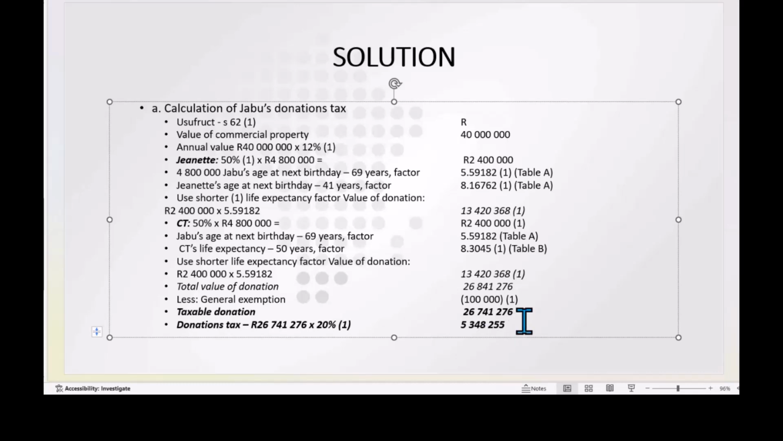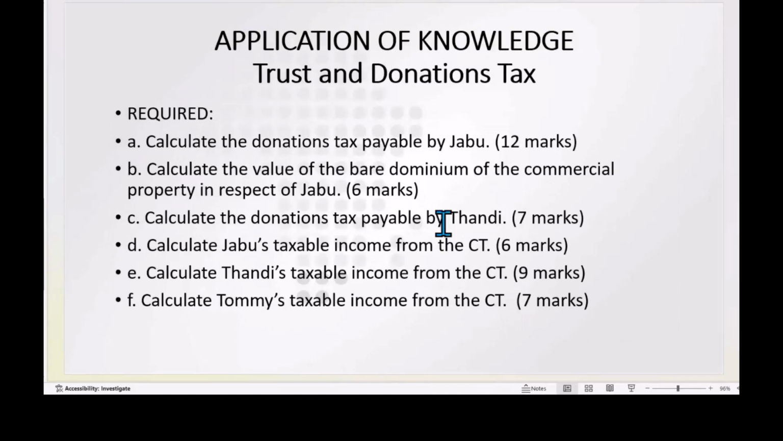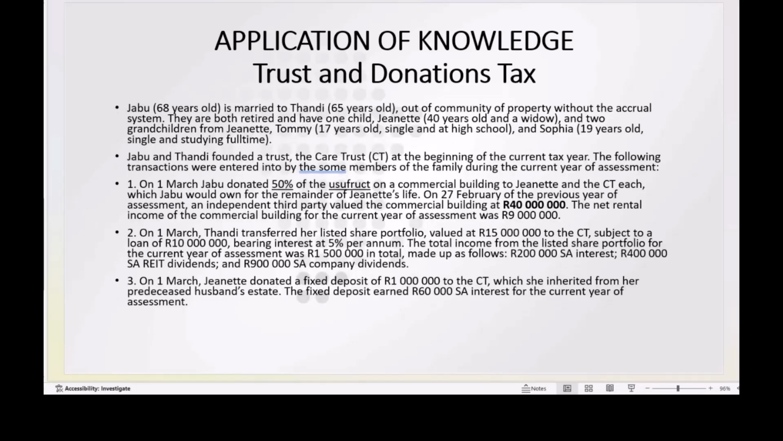Can we move on? Then they tell us that we need to go and calculate the bare dominium of the commercial property in respect of Jabu. So how do we calculate the bare dominium in respect of that property? Where do we start? We need to determine the fair value and then times that by 12%. Okay. And then from there, what do we do?